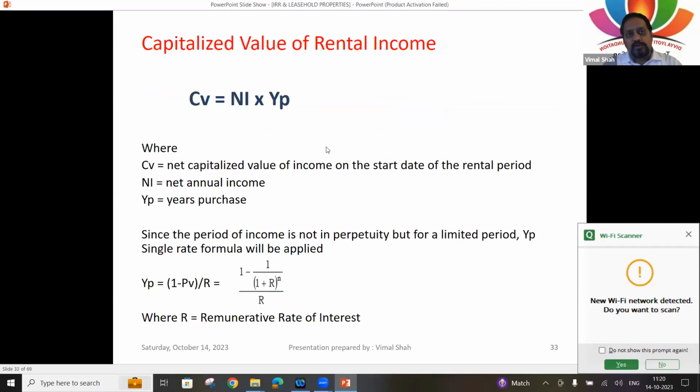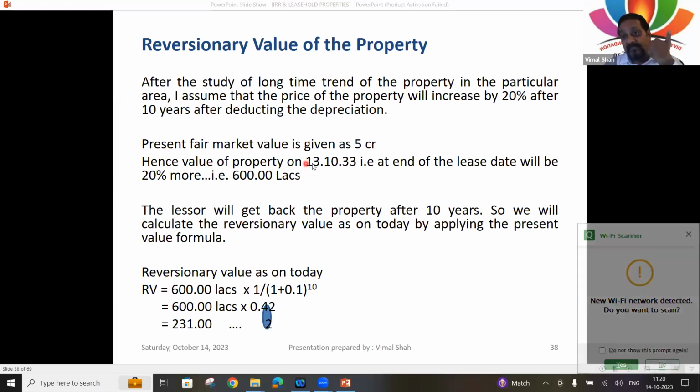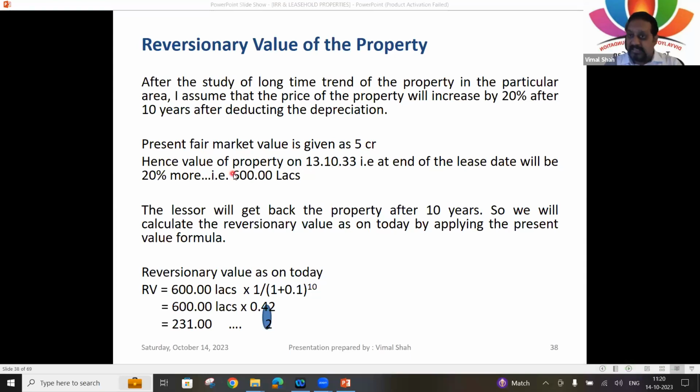So you can use statistics to find out what can be the value of the property after 10 years. In this case, I have considered statistics. So using the long-term trend, I came to a conclusion that the value of the property will be 20% more than today's value after 10 years. So fair market value today was given as 5 crore. So the value of the property after 10 years, in 2033, will be 6 crore.